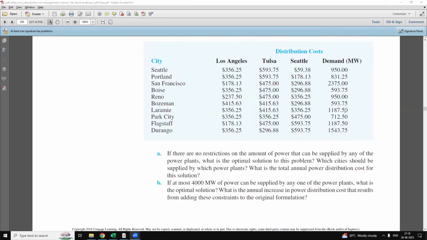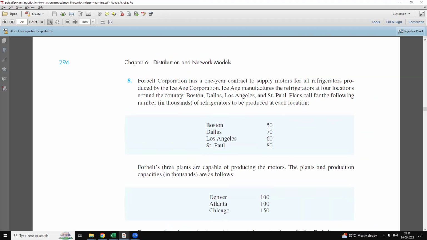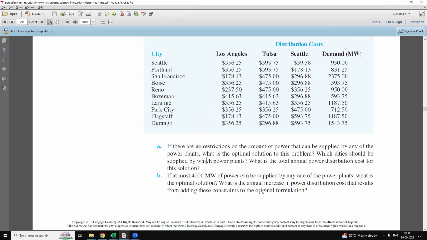Now, this question is divided into two parts. The first part of the question says, if there are no restrictions on the amount of power that can be supplied by any of the power plants, what is the optimal value of the solution for this problem? And then, which city is supplied by which power plant? Then what is the total annual power distribution cost of this solution? So this is the first part of this question.